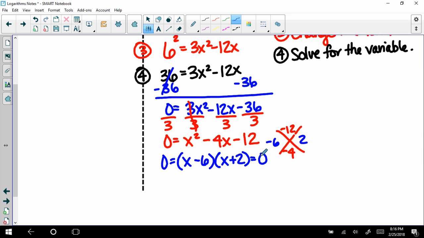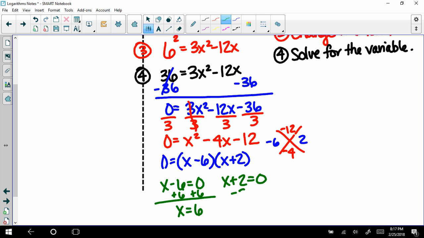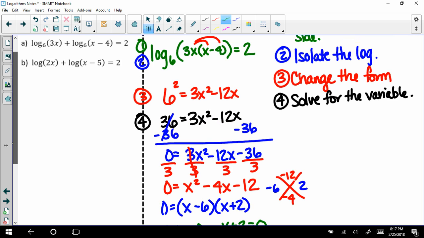So if I set each parenthesis equal to 0 to solve, add 6, so x equals 6 is one answer, subtract 2, x equals negative 2 is another answer. So we do need to check these back in the original. So then let's try 6 first.